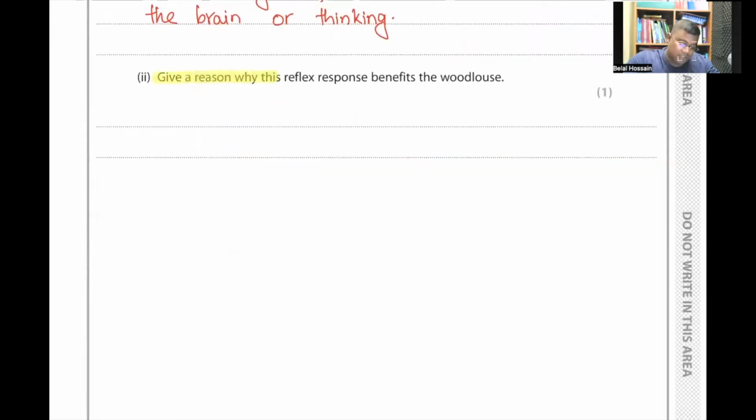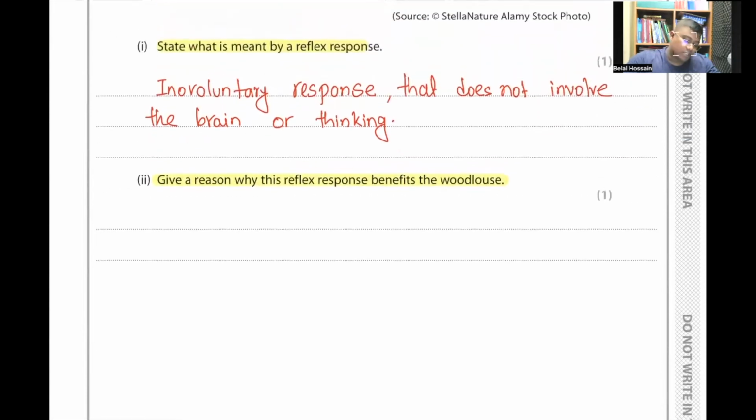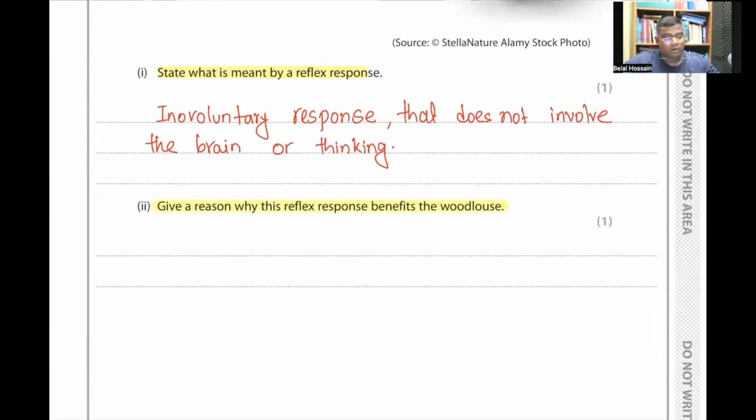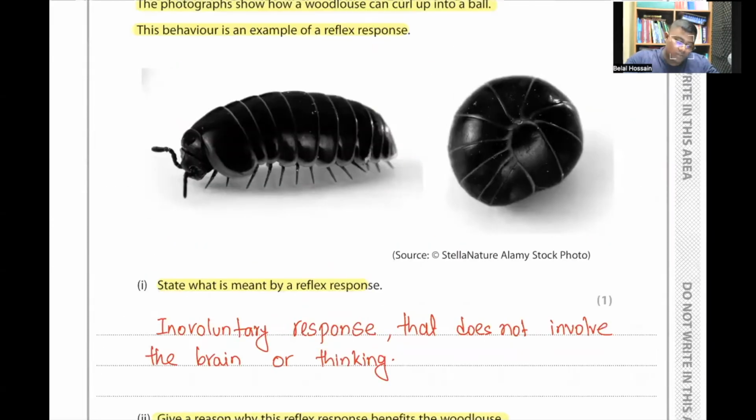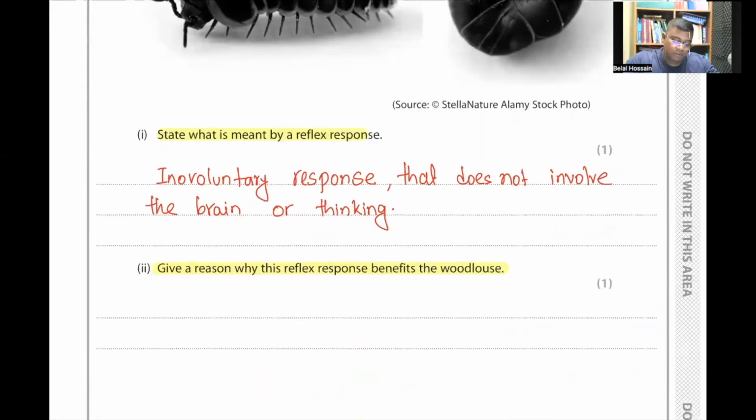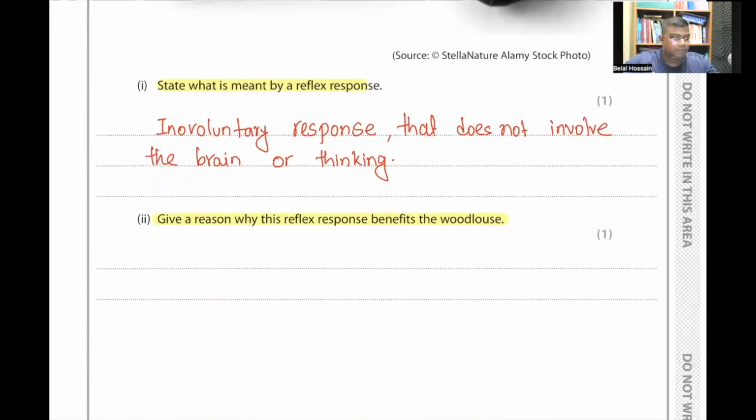Part 2. Give a reason why this reflex response benefits the woodlouse. Well, it protects the woodlouse from predators, and only exposes the hard shell of the woodlouse towards the predator, which makes it unpalatable for the predator.